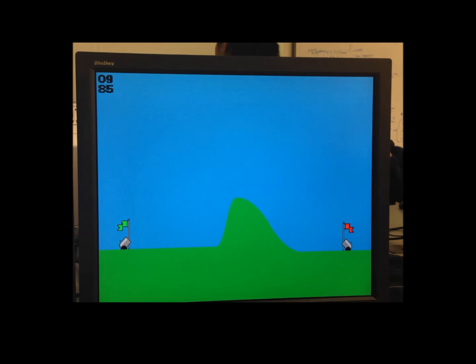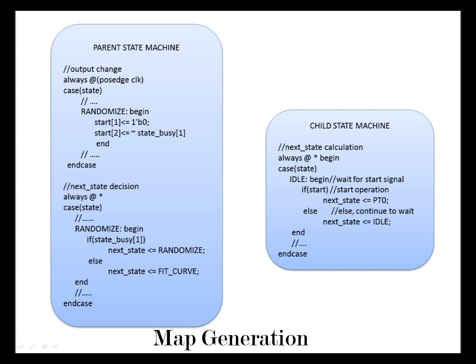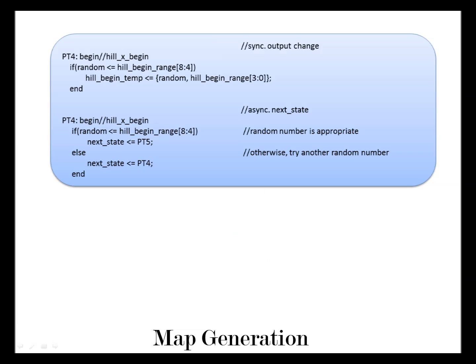Let's take a look at how we've accomplished this with Verilog. Since the duration of deciding the distances and fitting curve are arbitrary, we used a nested state machine. The child state machines are controlled by a parent using start and stop signals. The first child state decides on the points, while the second child state fits a curve between them. The randomization is done by setting the range and waiting for a suitable random number. If the number is proper, we set the most significant 5 bits of the variable with the 5-bit random number.